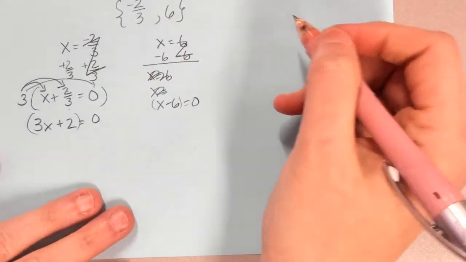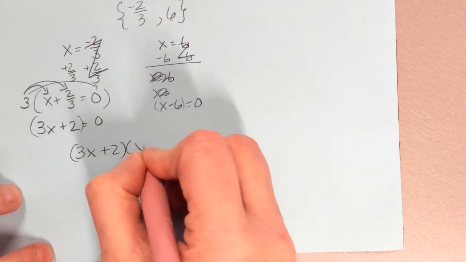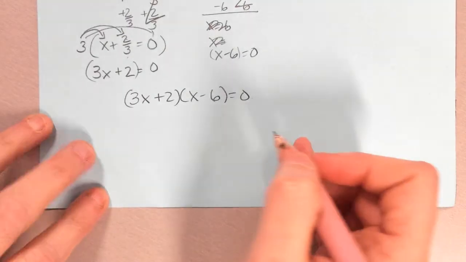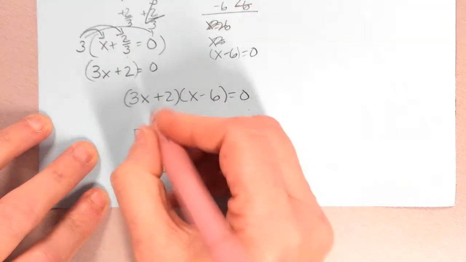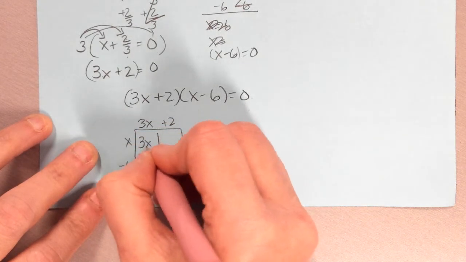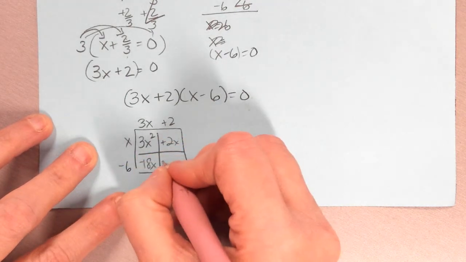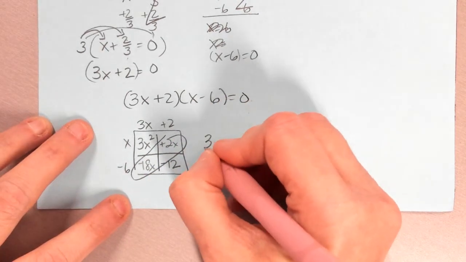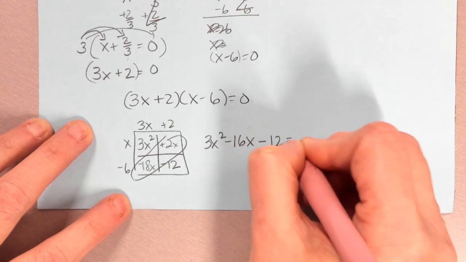Multiplying is easy. I can either use FOIL, right, because I'm going to rewrite this. Sorry, now it's in factored form, okay, because it's set equal to 0. And now I'm just going to multiply this. You can use FOIL. You can stick it in a box. This gives me 3x squared plus 2x minus 18x minus 12. When I combine my like terms, I get 3x squared minus 16x minus 12 equals 0.